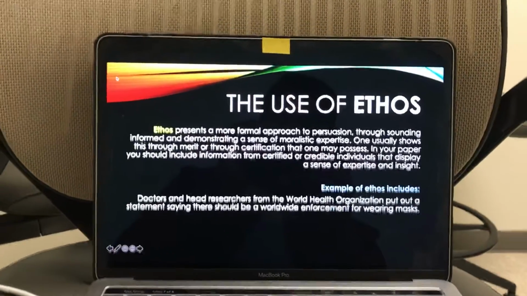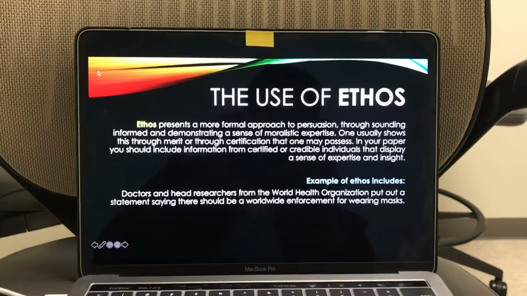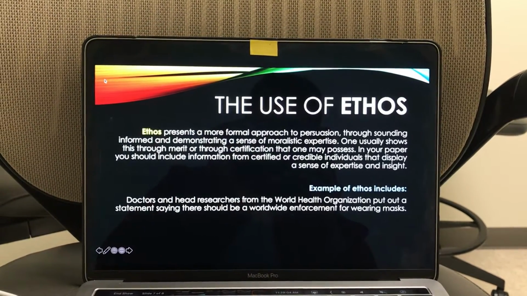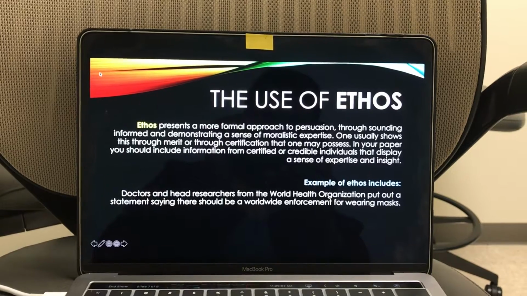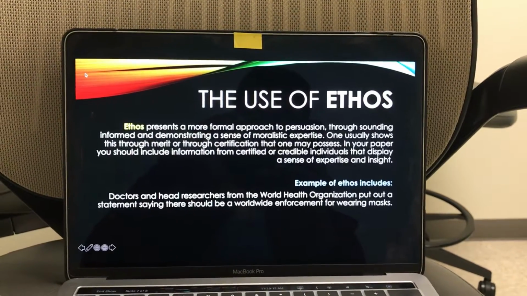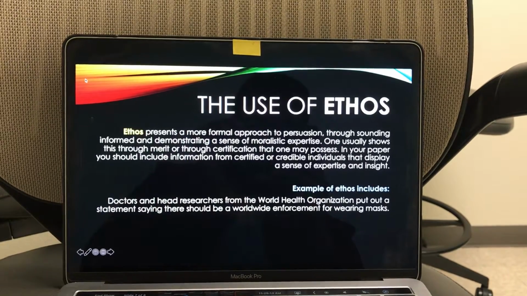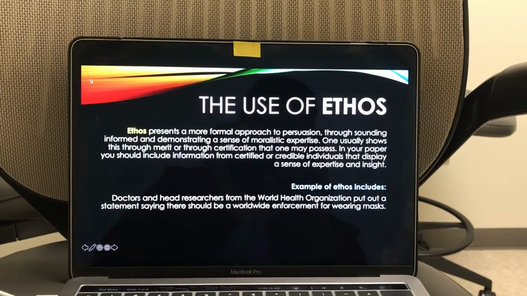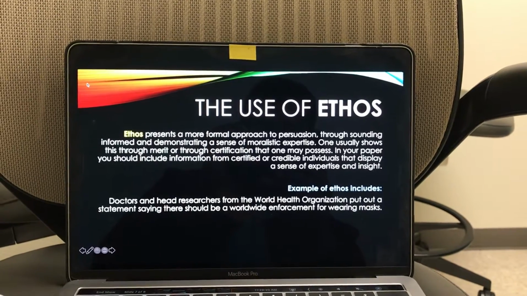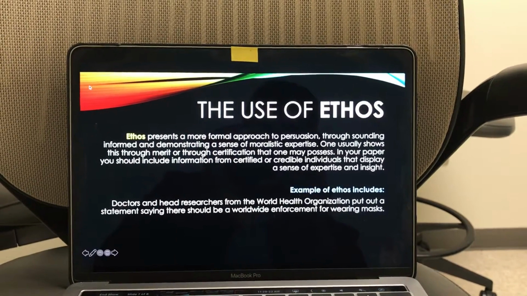The use of ethos. Ethos presents a more formal approach to persuasion through sounding informed and demonstrating a sense of moralistic expertise. One usually shows this through merit or through certification that one may possess. In your paper, you should include information from certified and credible individuals that display a sense of expertise and insight.